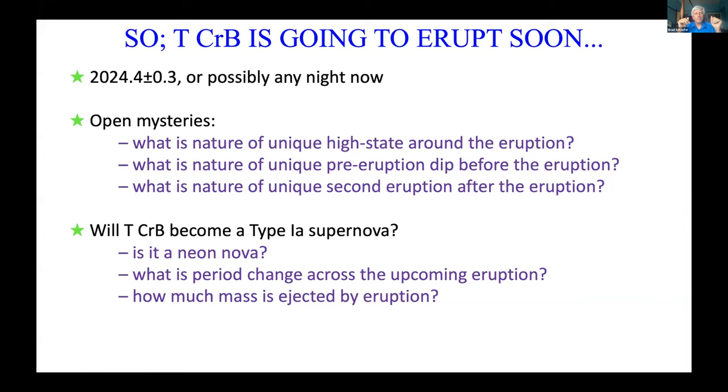On the face of it, this makes it look like T CrB is a neon nova. But for now, this is not a confident conclusion because those old observations were not flux calibrated and people have not gone through and done a full up abundance calculation. It's actually a hard game to play. So for right now, we have the open question of whether T CrB is going to be a type 1a supernova, because whether or not it's a neon nova. Okay. So it's kind of setting the scene for you. T CrB is going to erupt soon. And these are the big mysteries that we can solve upcoming.